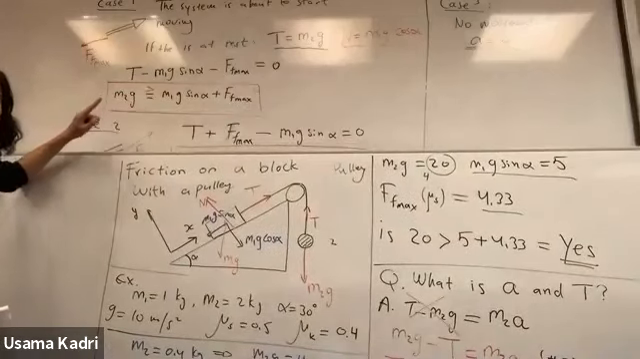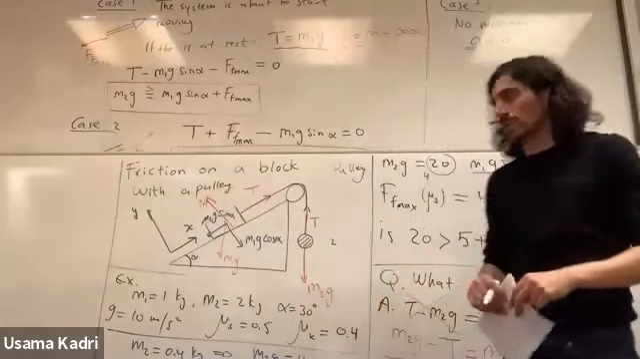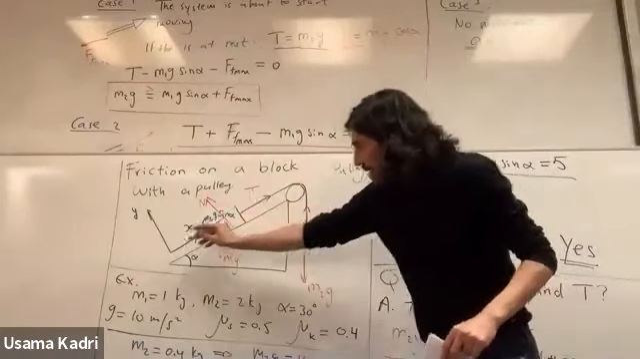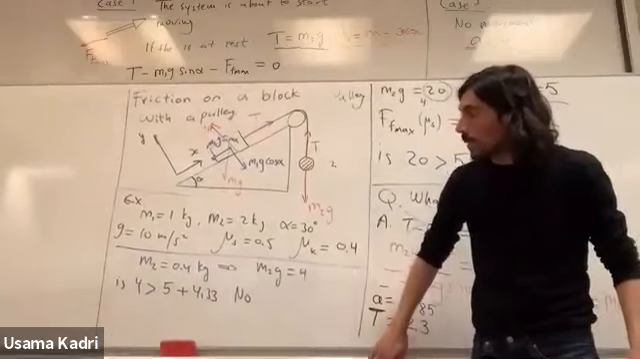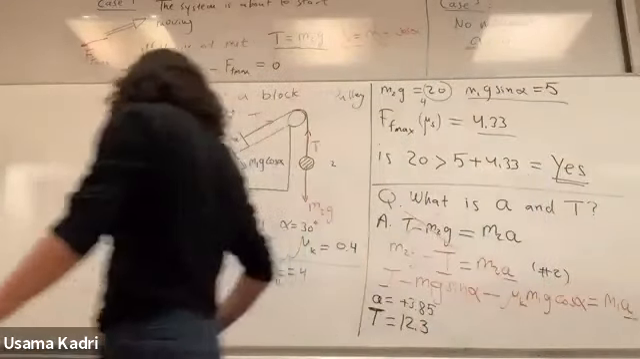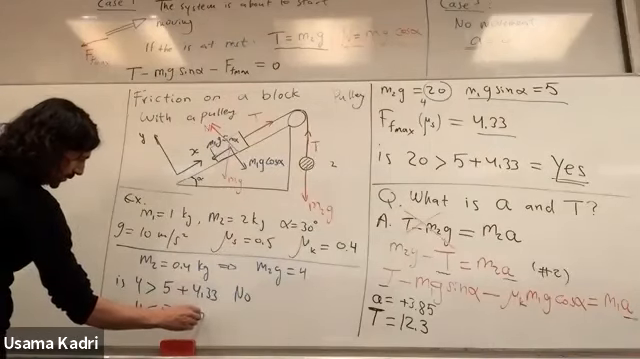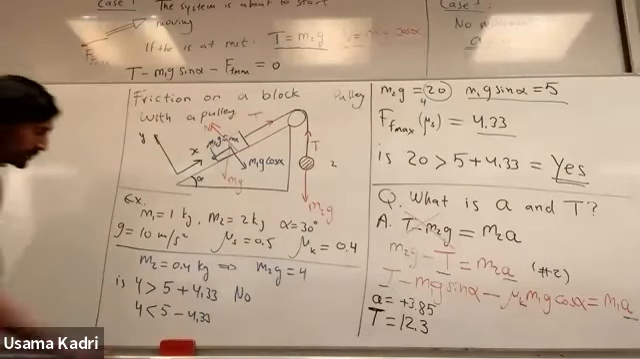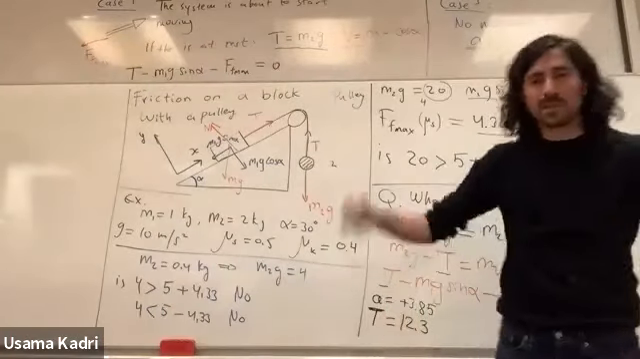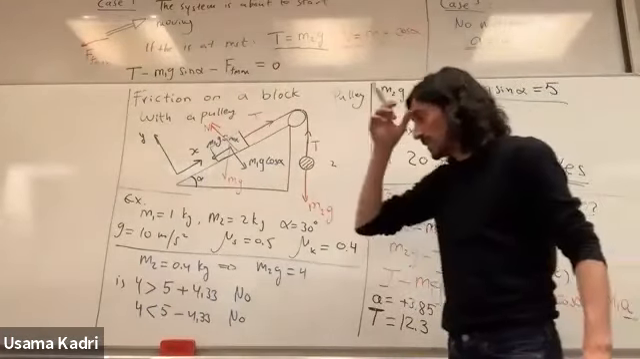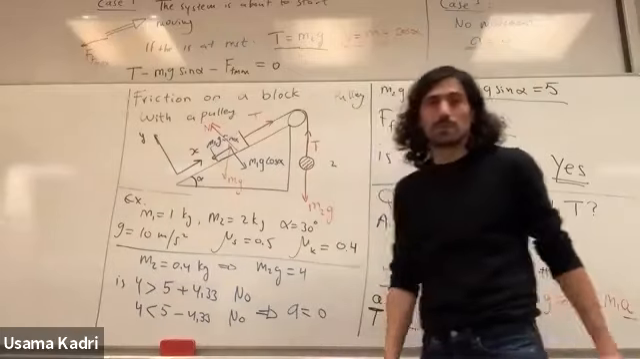It means that the object is not accelerating upwards. It doesn't mean it's accelerating downwards, the first object. The first object is not accelerating up the hill. That's all that this means. Now we have to ask the second question: is 4 smaller than 5 minus 4.33? And the answer is also no. So the first object is not accelerating down the hill, which means a equals 0. It's not moving.